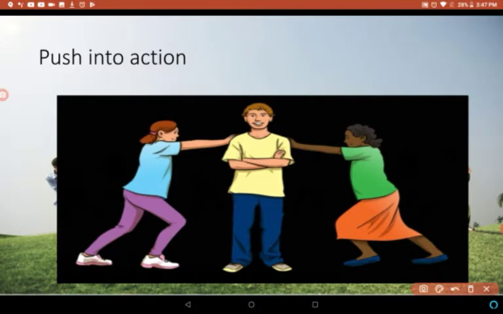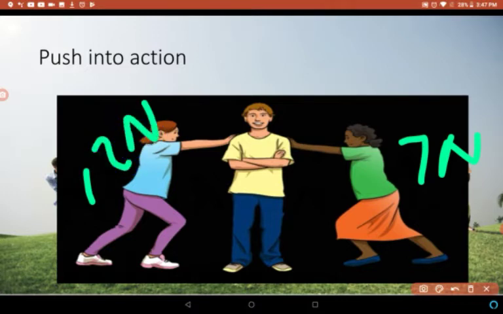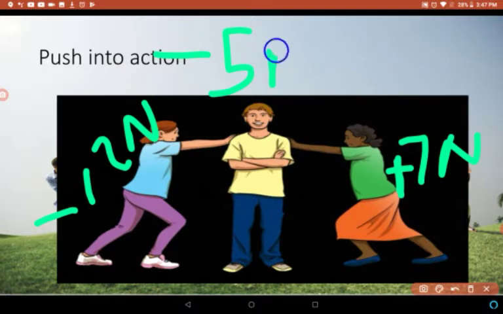Also, if your mother was applying 7 newtons of force and your sister was applying 12 newtons of force, what would happen? This is minus 12, this is plus 7, so it would be minus 5 newtons, which is nothing but this side, moving this side.